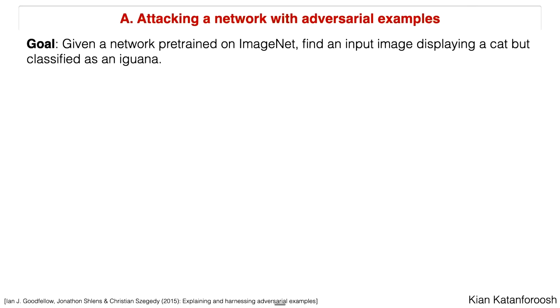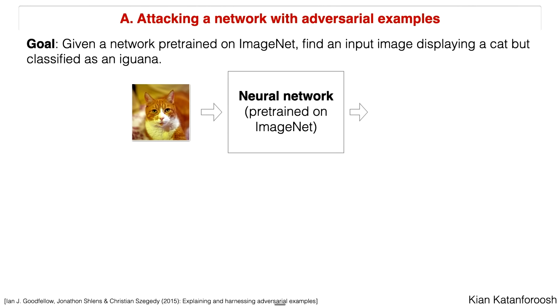So how do we modify the previous setup in order to do that? Given a network pre-trained on ImageNet, find an input image that is displaying a cat, but instead of predicting it as a cat, the model now predicts it as an iguana because the image has been tampered with. So how do we change our initial pipeline?